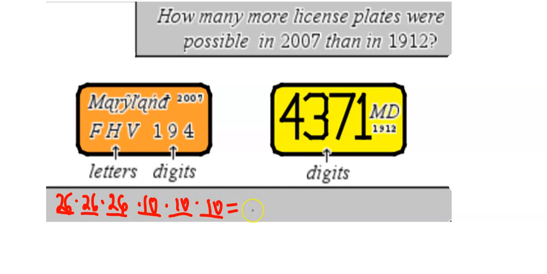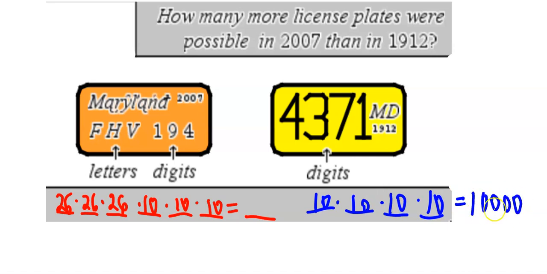And you just use your calculator, multiply that out, get some huge number there for the number of license plates in Maryland. And then here in the year 1912 in Maryland, they didn't have as many cars back then, so there were only 4 slots I really need to fill here. So that would be 10 times 10 times 10 times 10, which I can do in my head. I think that's 1 with 1, 2, 3, 4 zeros. So that's 10,000 for that one.